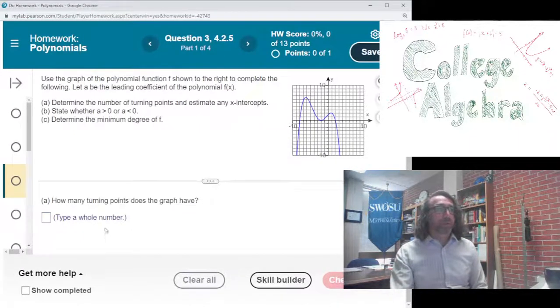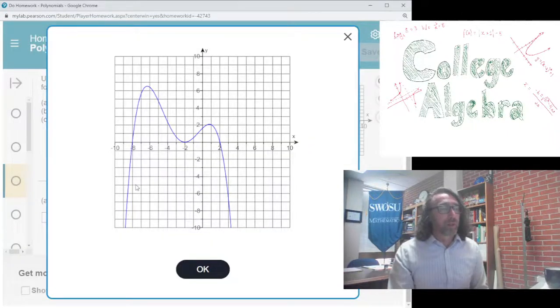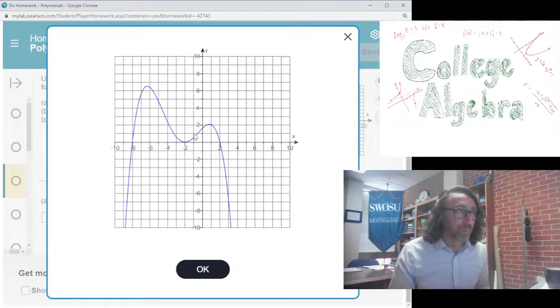Okay, determine the number of turning points and estimate the x-intercepts. Okay, haven't really discussed this idea. Hopefully it's obvious. There are 1, 2, 3 turning points. A turning point involves a turn, right? Mathematicians are not creative with names. So we can see here the graph is rising and then it starts to drop. So there's a turn right there. There's a turning point right here. There's a turning point right there.